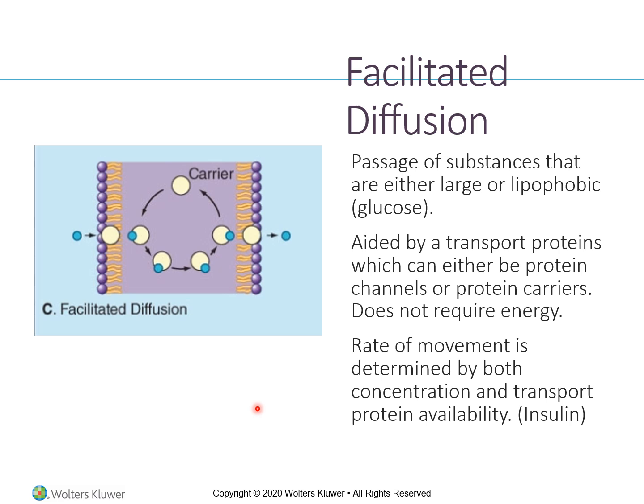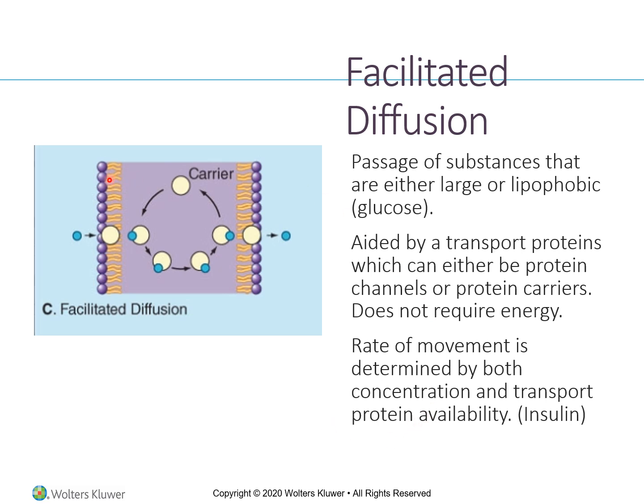Another important thing to understand is that this process does not require energy. No energy is expended here. That's really why it's diffusion. It's just facilitated by a protein, but not by energy. The rate of movement of this is determined by two things. One, the concentration of the substance. If I have a large concentration of substance on the outside of my cell, it's going to be a much faster process than if it was a smaller concentration. But it's also determined by protein availability.